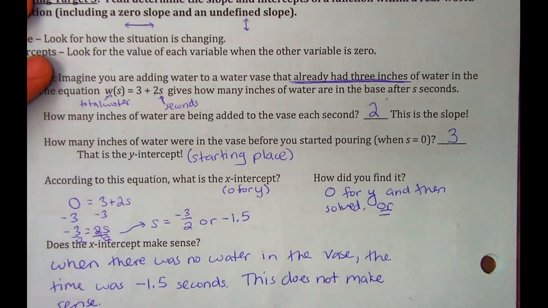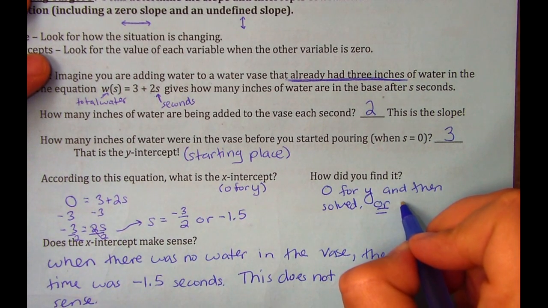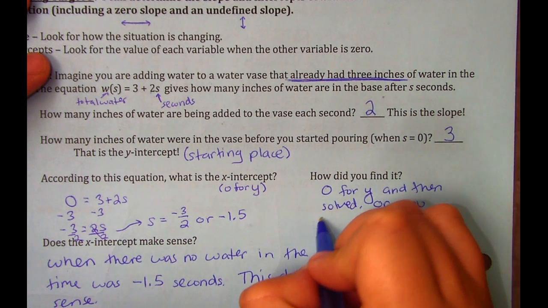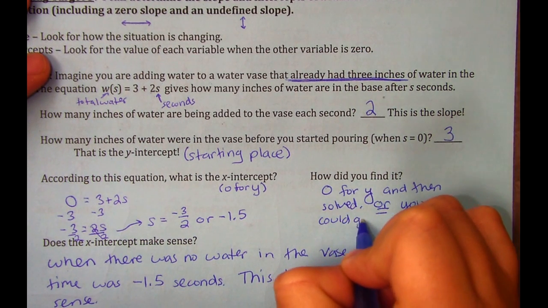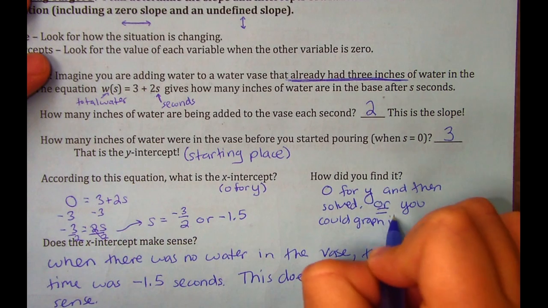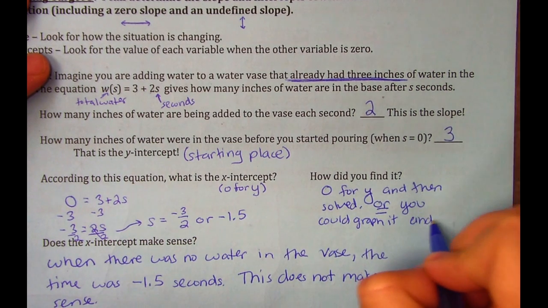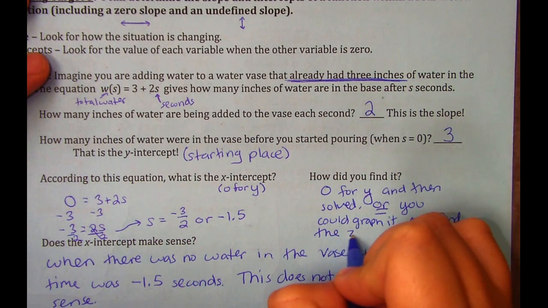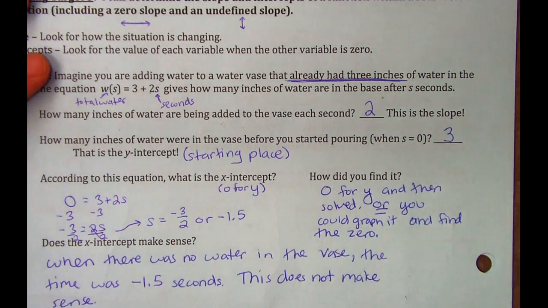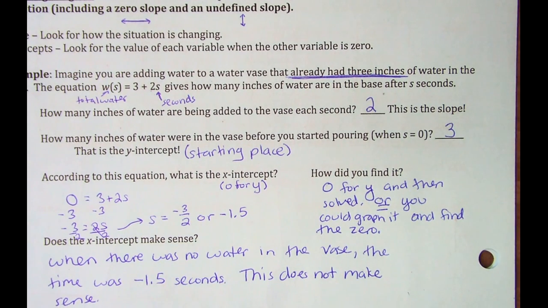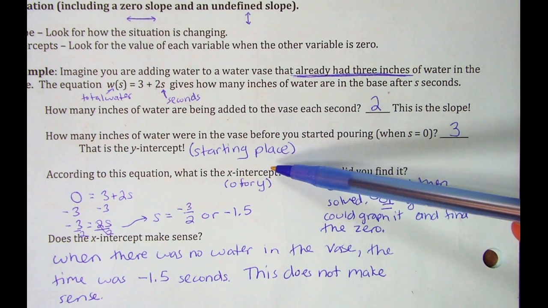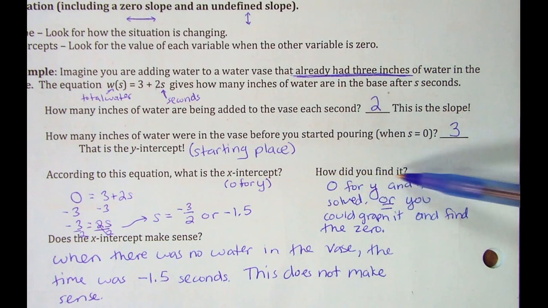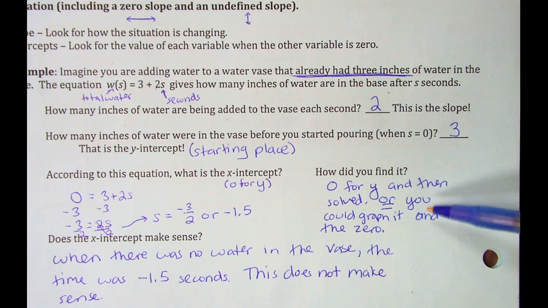Or you could graph it and find the 0. Both of those ways would be possible for you to find the x-intercept. You put 0 in for the y and then solve, or you could graph it and find the 0.